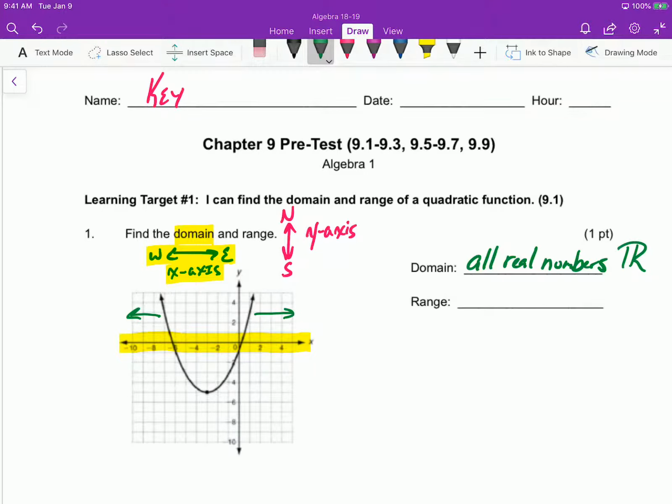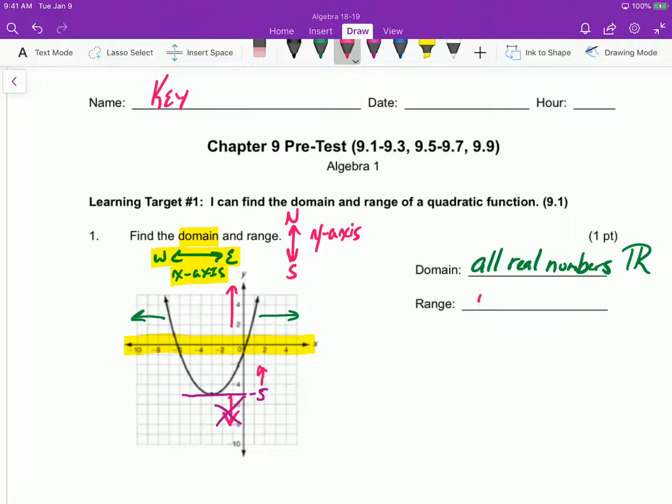However, the range is very different. If you ask yourself how far up can this go north versus how far south can it go? Well, this cannot go any further south than this number right here. So the lowest it can go, that minimum value, is -5. So basically it can be -5 and higher. It goes up forever. So how do we write that? We'd write y is greater than or equal to -5. Or you could have it reversed. -5 is less than or equal to y.